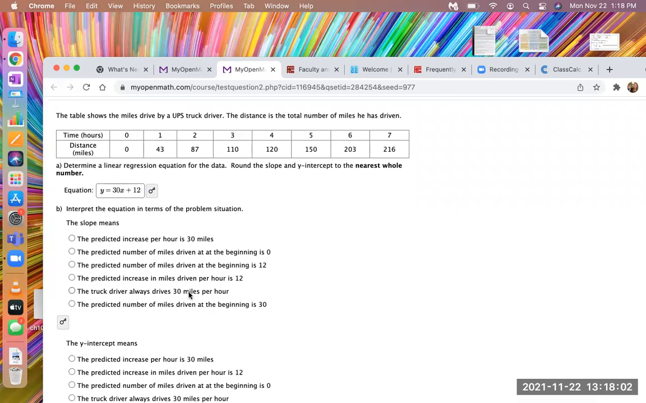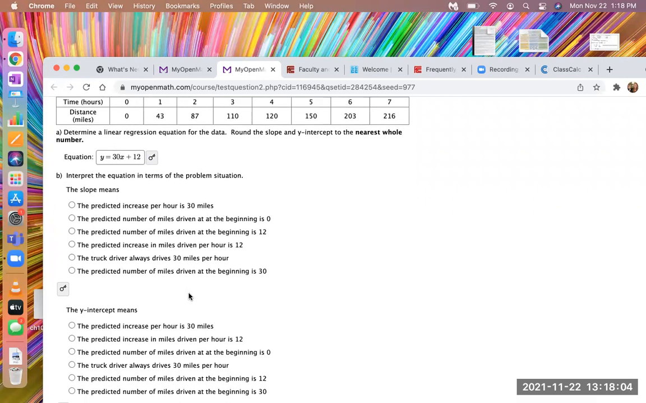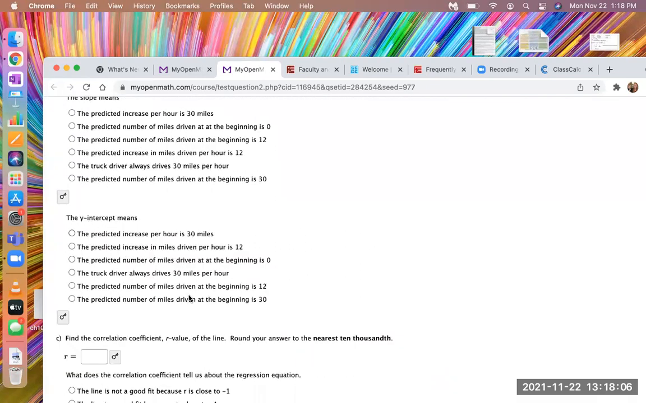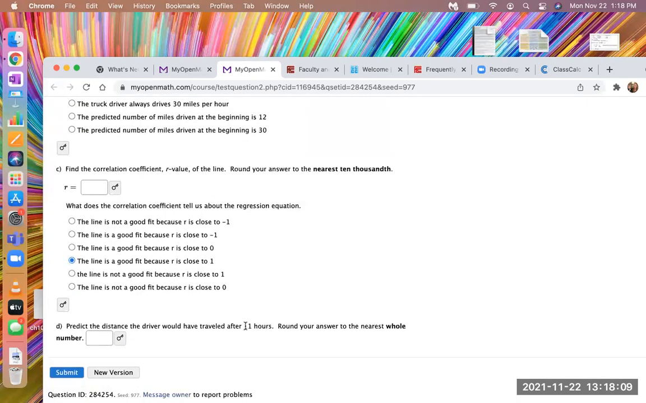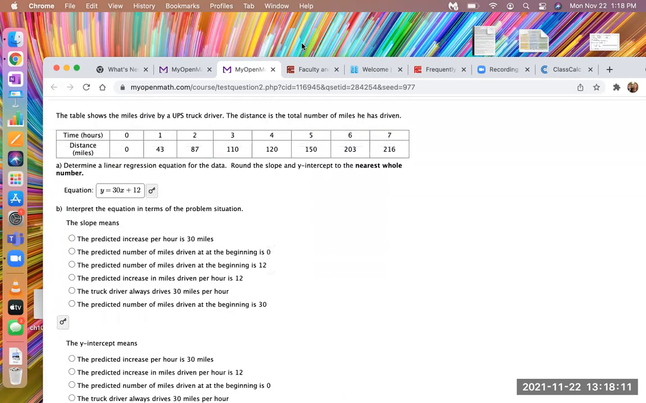But here the X is the time and the Y is the distance. So I plug in the 11 where the X is. That's what really helps. You're like, where do I plug in what, where? Well, pay attention to the units of each variable. The units on this X are time, it's hours. And the units on the Y are the miles.